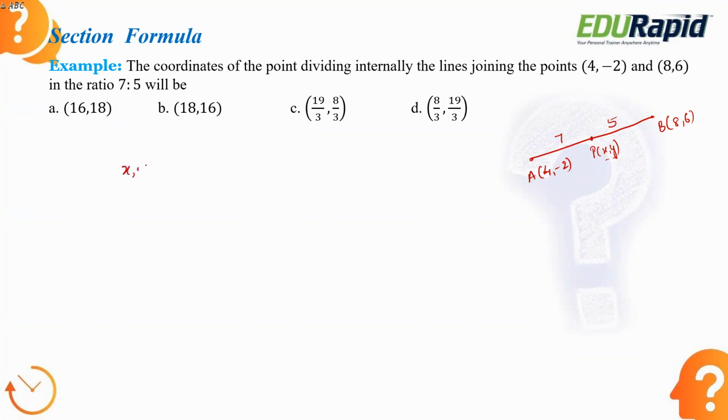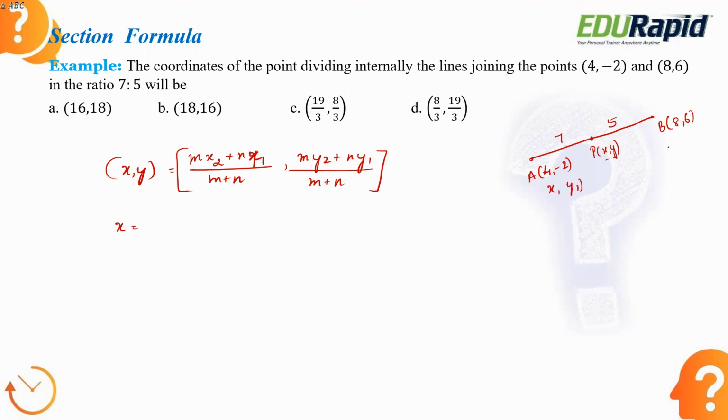You have the formula as (x, y) is equal to (m x2 plus n x1) by (m plus n), comma (m y2 plus n y1) by (m plus n). This is the formula. So for x, if you're supposed to find the x, what will you do? M is nothing but 7. So here you can just note down x1, y1, x2, y2, and this is m and this is n. Just substitute and find out. These are simple ones. You can do it. Substitute the values and find the answer.